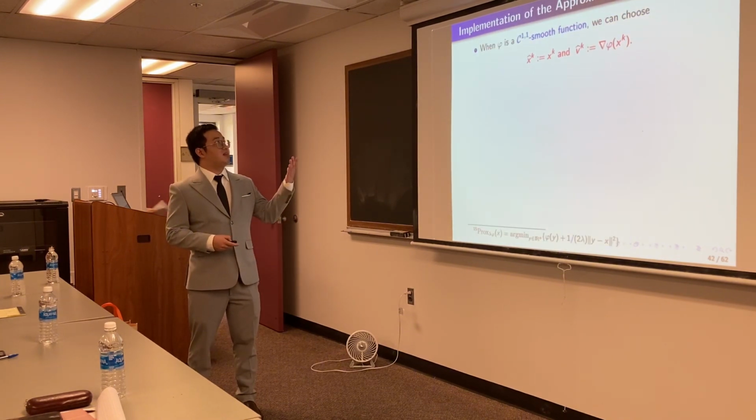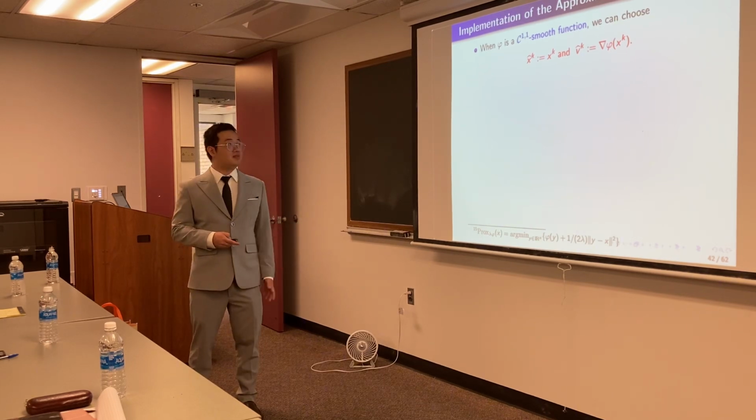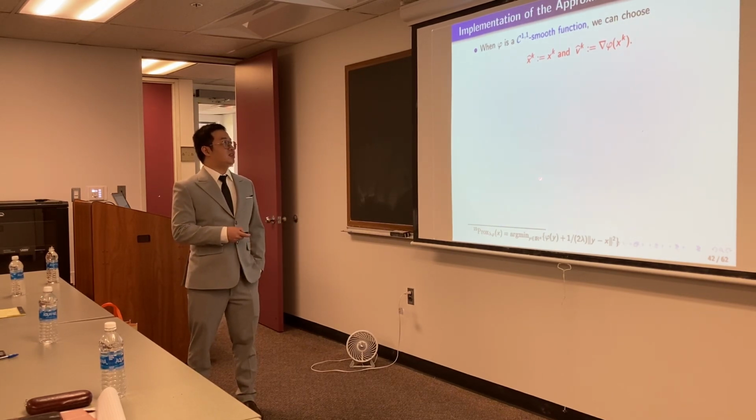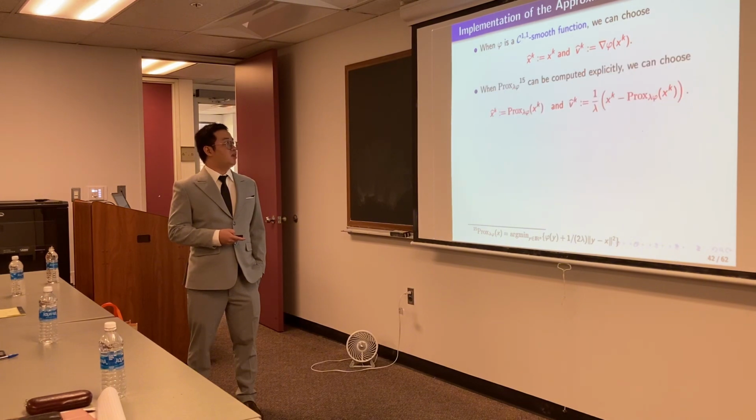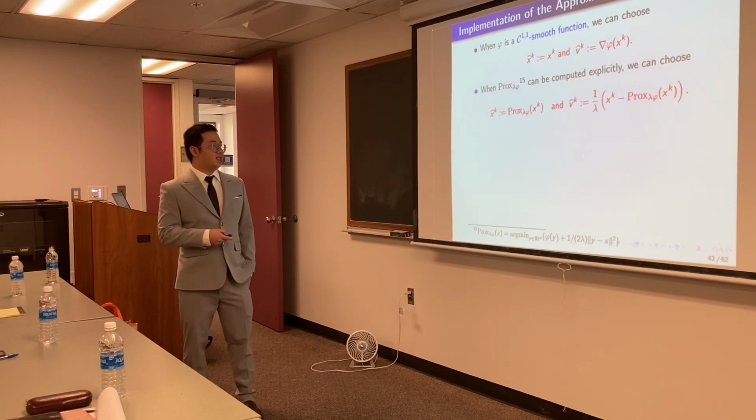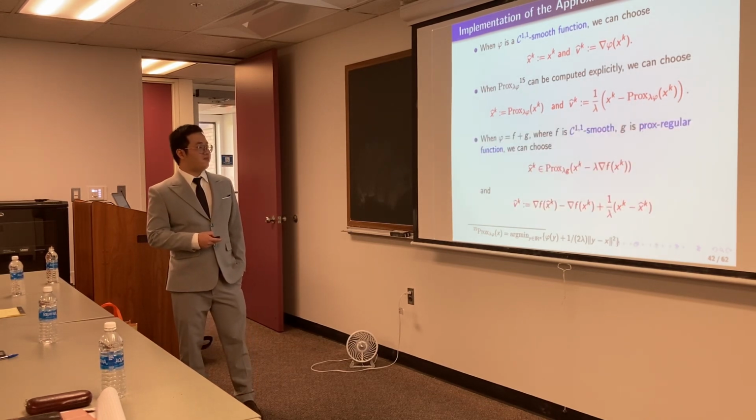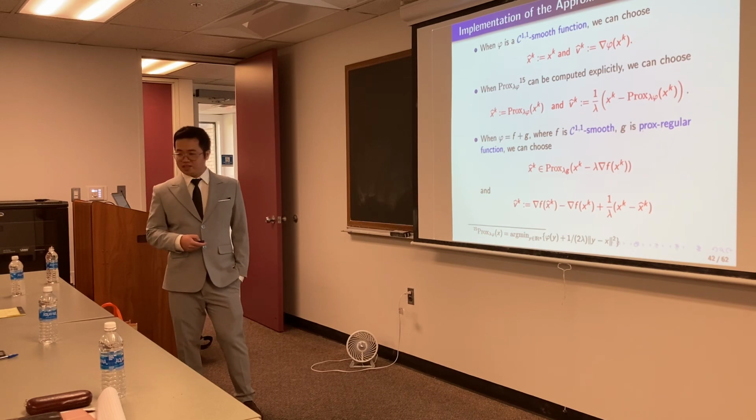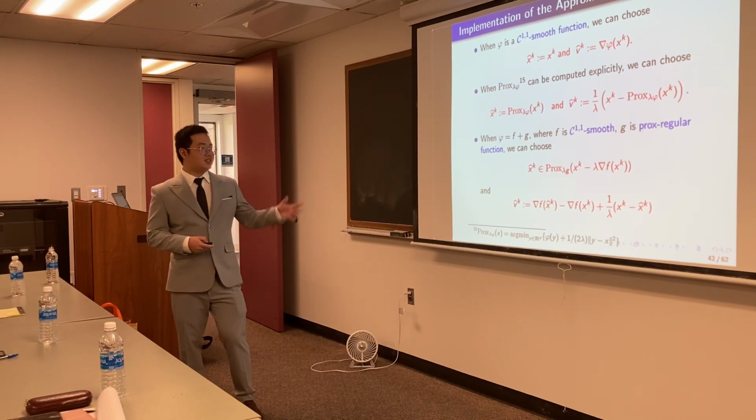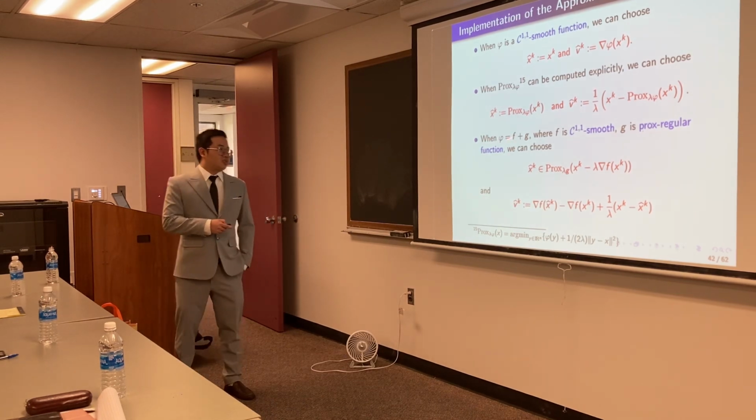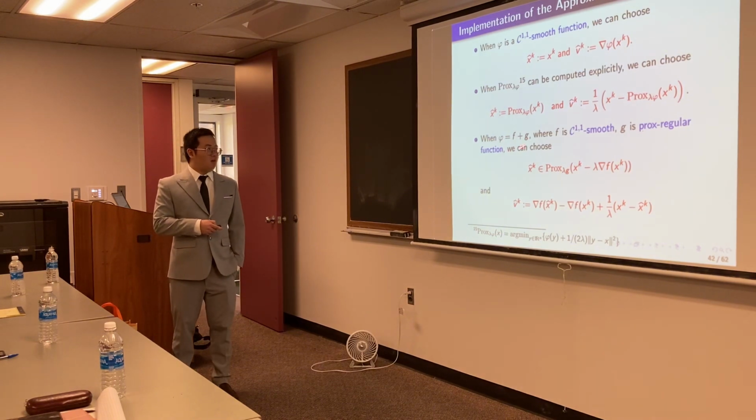And here are some examples of how to choose x hat k, v hat k, right? x hat k here is x_k and v hat k here is the gradient of phi at x_k, if phi is C1 smooth. And when the proximal mapping can be computed, basically we can choose x hat k as the proximal mapping like this. And when phi is represented by the sum of two functions, we can choose x hat k, v hat k like that. I need to talk about this kind of function more carefully.